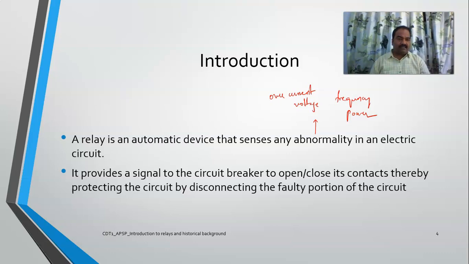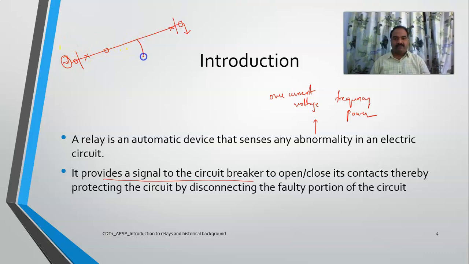And this relay provides a signal to the circuit breaker to open or close its contacts, thereby protecting the circuits by disconnecting the faulty portion of the circuit. So let us see a quick example. Maybe this is a generator representation and there is a load, let us suppose. Now I am employing circuit breakers here. So I will employ relays here. Let's see which type of relay and how many relays and where to locate and how to determine this location. This is all you might have studied in your previous semester.